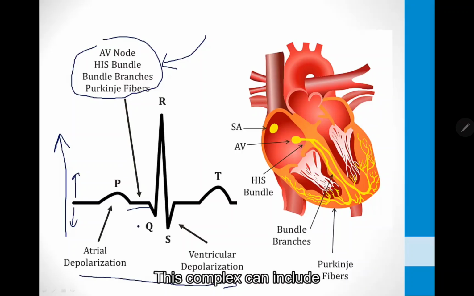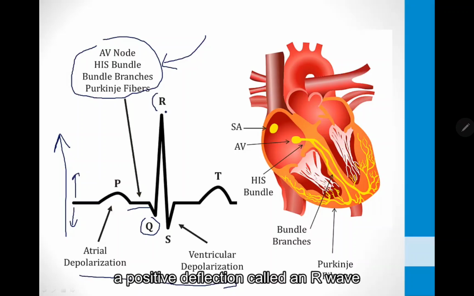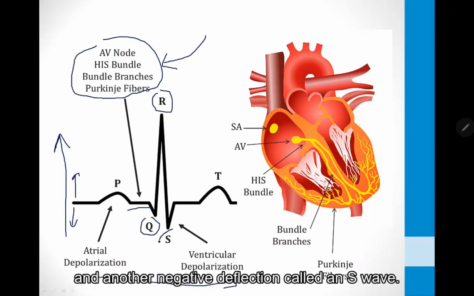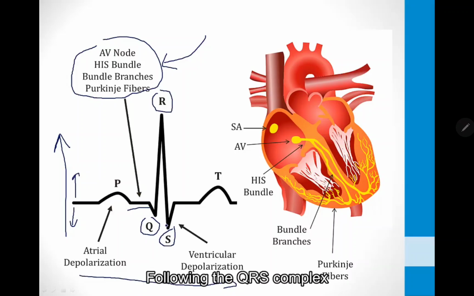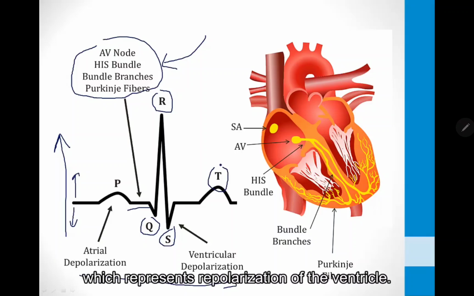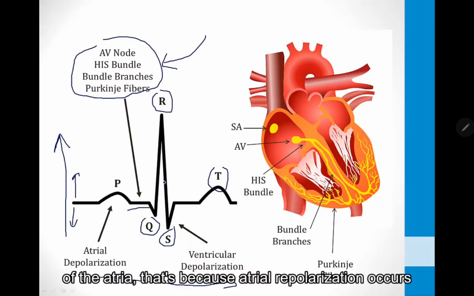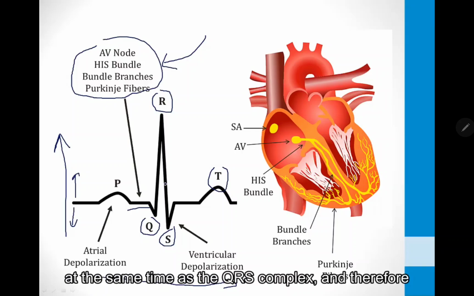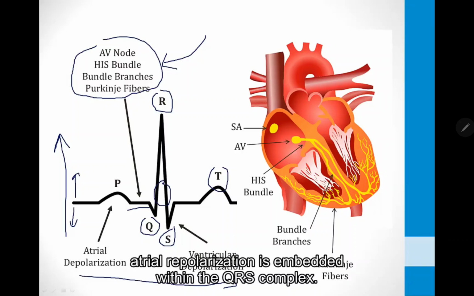This complex can include a negative deflection called a Q wave, a positive deflection called an R wave, and another negative deflection called an S wave. Following the QRS complex, there is something called the T wave, which represents repolarization of the ventricle. You do not see a wave showing repolarization of the atria. That's because atrial repolarization occurs at the same time as the QRS complex, and therefore atrial repolarization is embedded within the QRS complex.